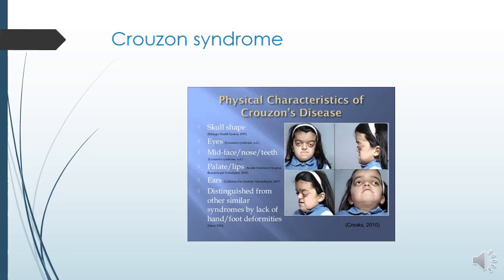You can see the skull shape, the eyes, the midface, nose, and teeth, the palate, lips, ears, and it is distinguished from other similar syndromes by lack of hand and foot deformities. And that's one of the things that I want you to take away from this. Even though there is the craniosynostosis, there is no syndactyly. There are no hand or foot deformities.